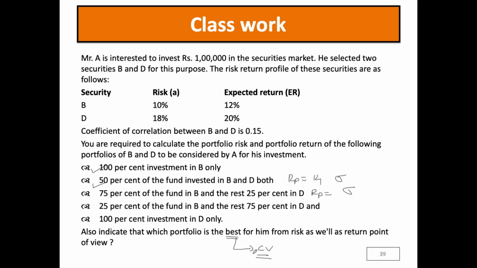Right? So this is now simple for you: for every point find the return on portfolio, find the standard deviation, and then find out CV, the one which has the lowest, go ahead with that. So that combination happens to be the best. So this is also a good question to solve. It's easy, but a little different.